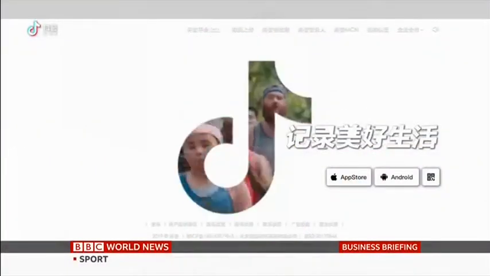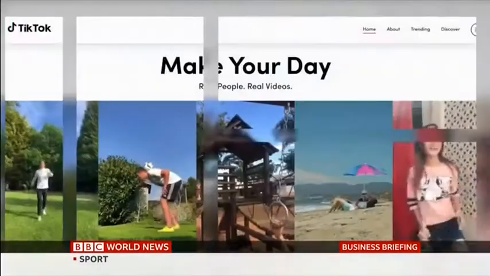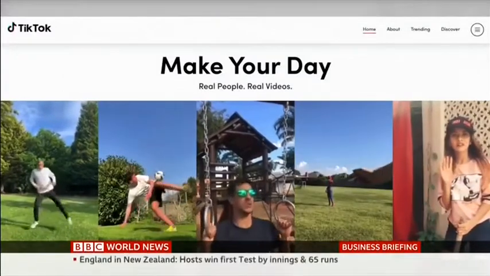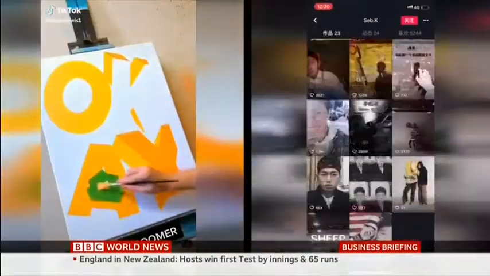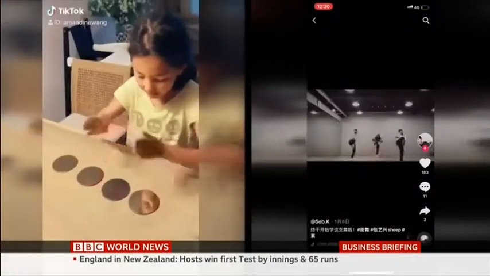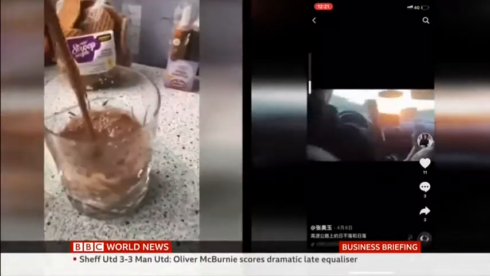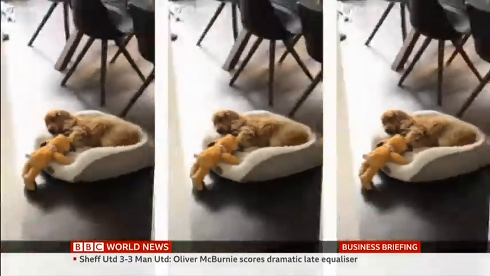One product for China and another for the rest of the world. Welcome to the splinternet, folks. Two digital ecosystems running side by side. And nothing illustrates it more than TikTok, the social media app which has taken the world by storm.